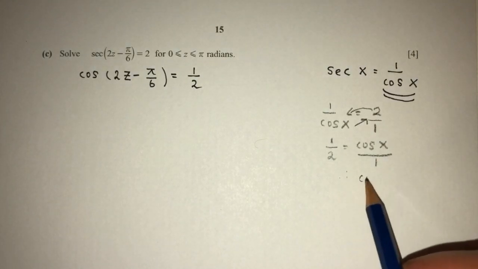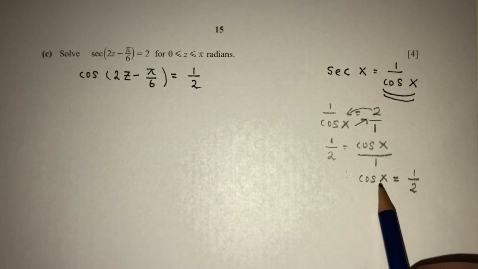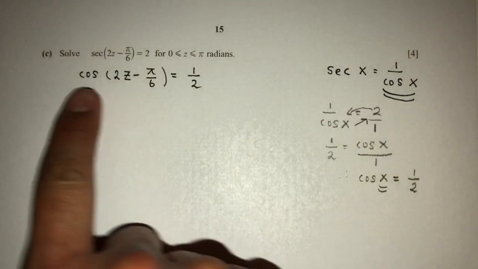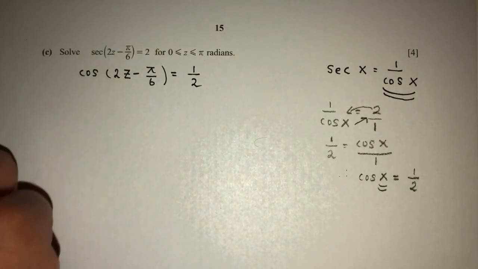So finally you will have cos x is equal to 1 over 2. Now x is the angle, so cos of the angle is 1 over 2. So that's how I got this one. Okay, now let's solve for this one.